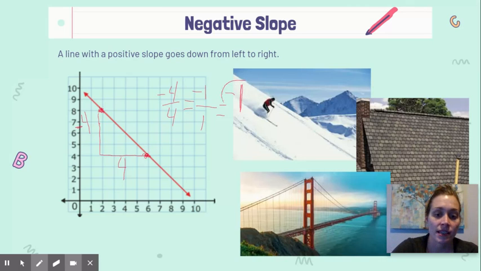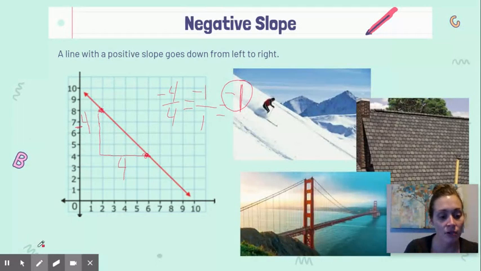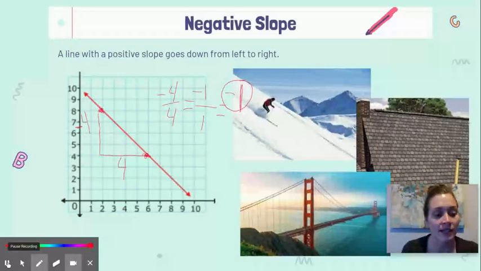And we want to see that the slope is negative because the line is going down. It should have a negative slope. Okay. Always try to double check that. If your line is going down, make sure the slope is negative. If the line is going up, make sure the slope is positive.